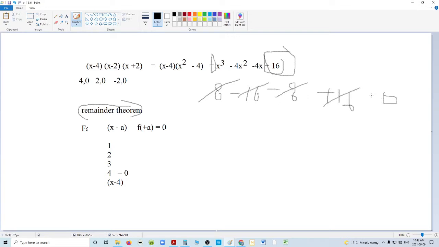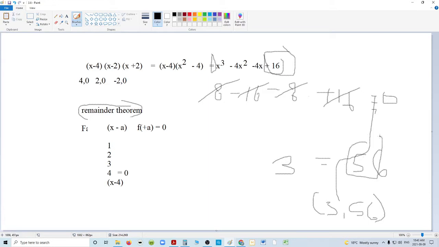We immediately found out 0 when 2 is put in for x, which means x minus 2 is a factor. And that's all this theorem goes about. If it's not a factor, whatever the remainder is, let's say I were to plug in 3 into this, and let's say I get 56. That actually means that (3, 56) is a spot on this graph, right? That's all the remainder means.